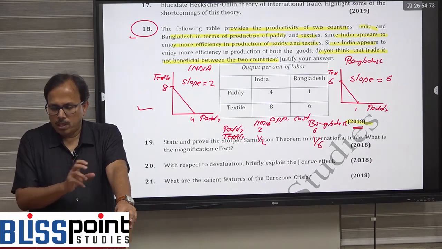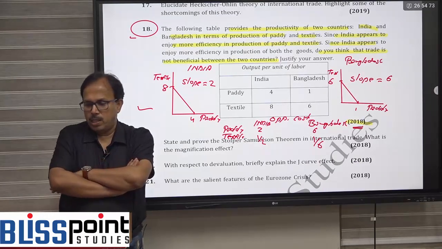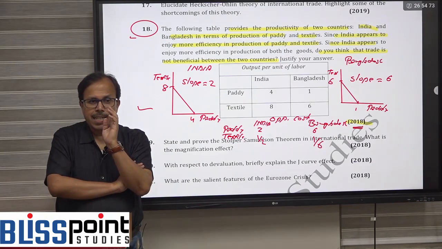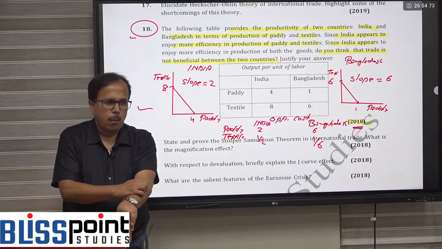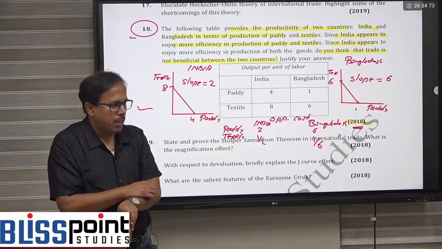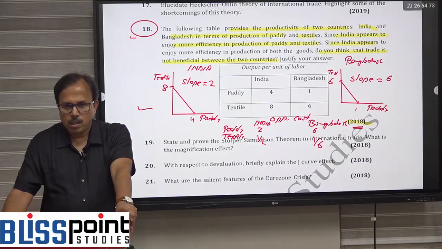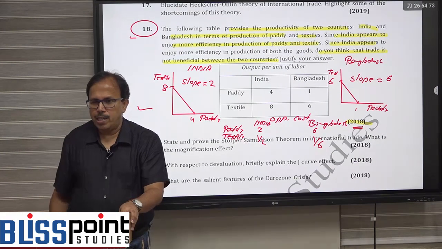Write a short paragraph, just reasoning. In this example, India has absolute cost advantage in producing paddy and textile both.